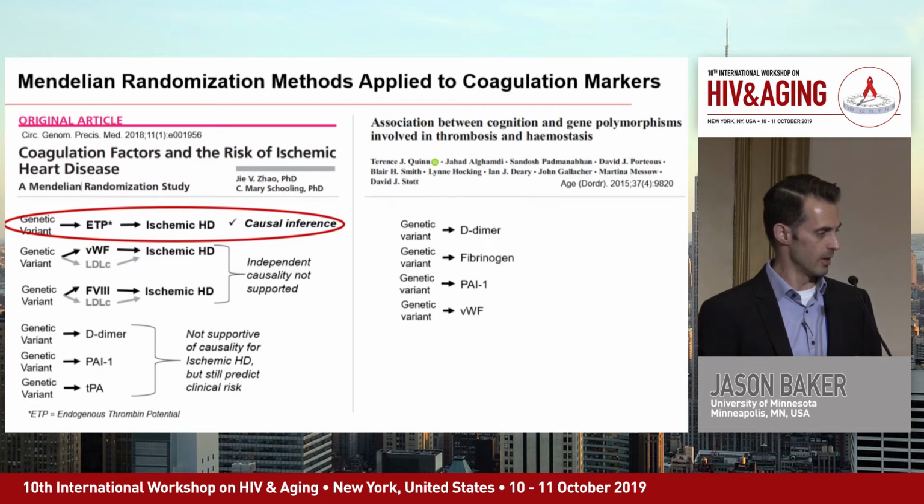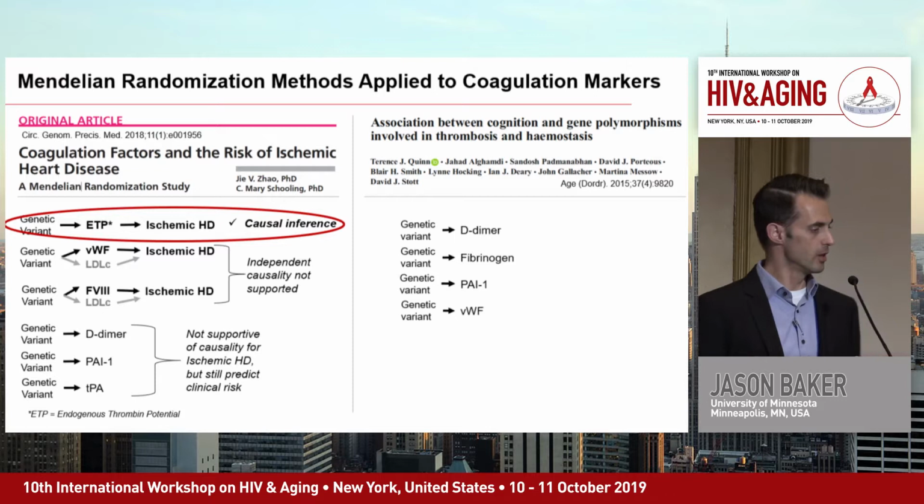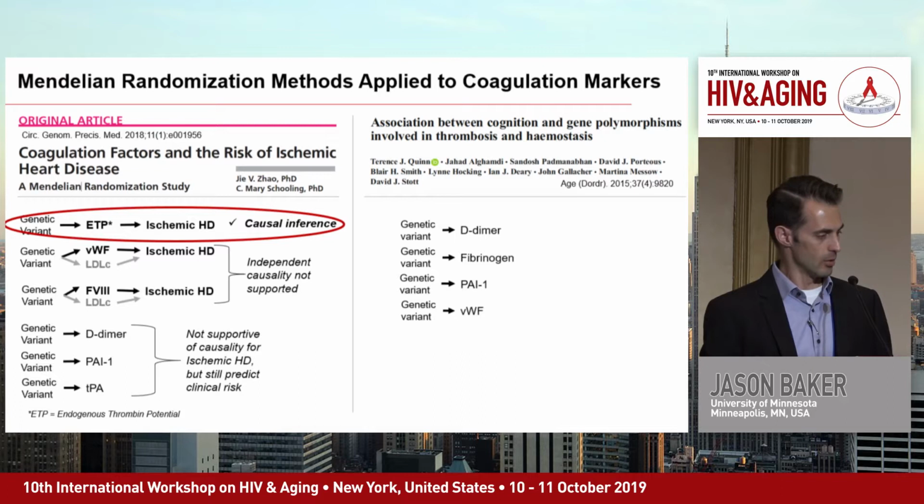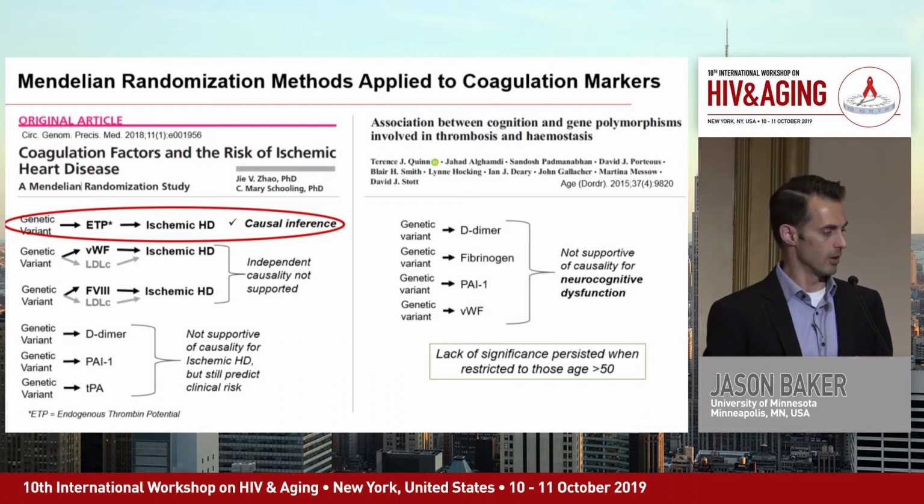So what if we change the outcome to neurocognitive dysfunction? Here, it's another nice Mendelian randomization study where they looked at these four measures that were associated with genetic variants, but none of these passed as being significant for causal inference through these methods. They actually restricted to those above age 50 and were unable to show support for causal inference for neurocognitive decline outcome.